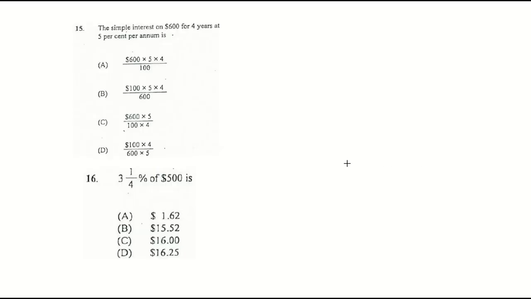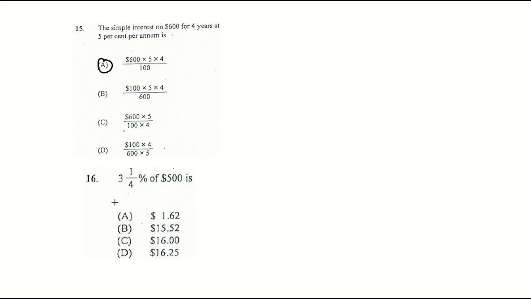Right, the simple interest for 6 years, simple interest of 600 for 4 years at 5% per annum would be 6 by 4 by 5 all over 100, which is E. E is the answer for this one.